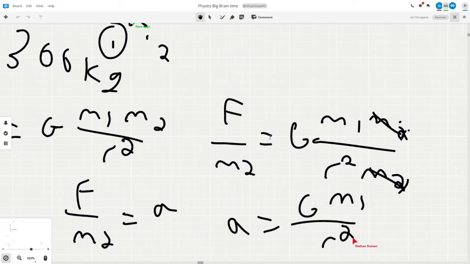Which, if you think about it, makes sense. All of us on Earth are accelerating at 9.8 meters per second squared. It does not matter what our mass is. So you don't need the mass of an object to figure out its gravitational acceleration due to another object.